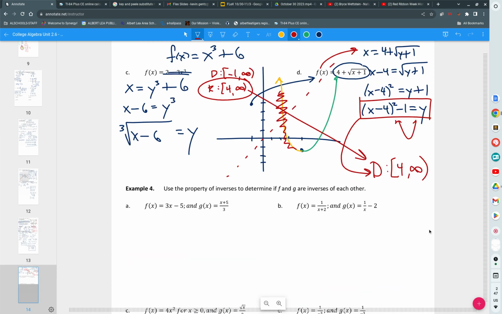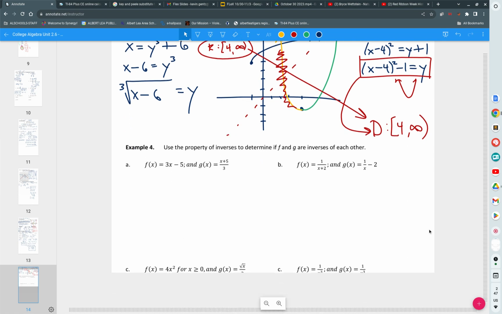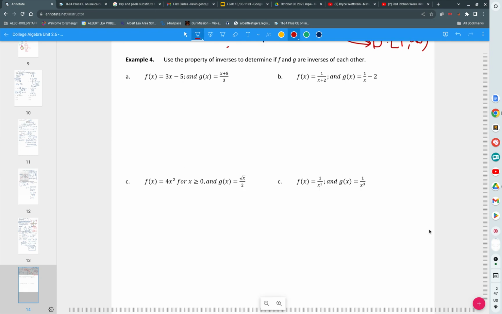So let's try the example. It says, use the property of inverses to determine if f and g are inverses of each other. The special property we're going to use about inverses is we are going to compose them. So I'm going to compose f of g. Fortunately, you're really good at this. You did this last week, Thursday. I take g and I drop it in for x, right there. And I get 3 times x plus 5 divided by 3, minus 5.